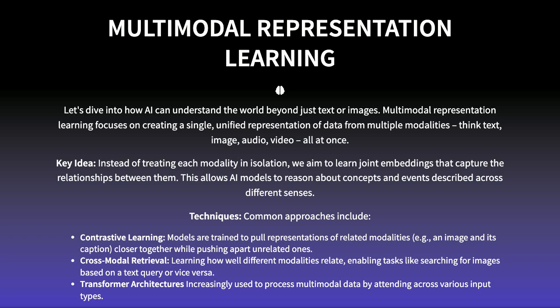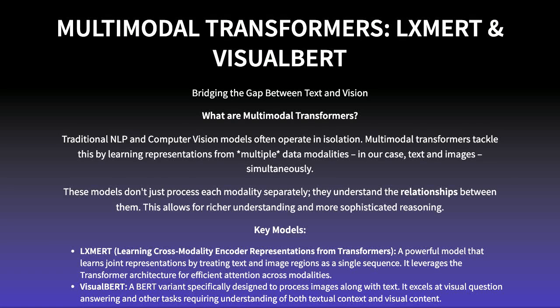A really useful technique here is contrastive learning, where we train the model to recognize when things are related and separate them when they aren't. This helps it build these connections between different types of data. We're also seeing transformers becoming increasingly popular for this task because their attention mechanisms allow them to focus on the most relevant parts of each modality when building a combined representation. Imagine a model that can link an image of an apple directly to the word red. That's the kind of understanding we're after.